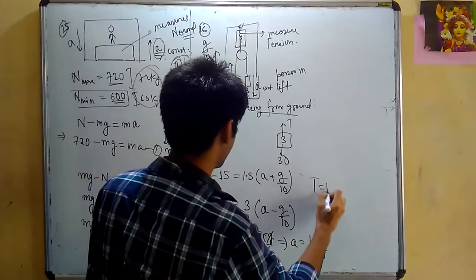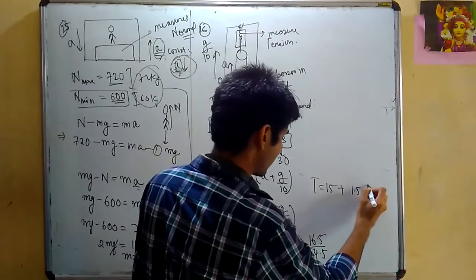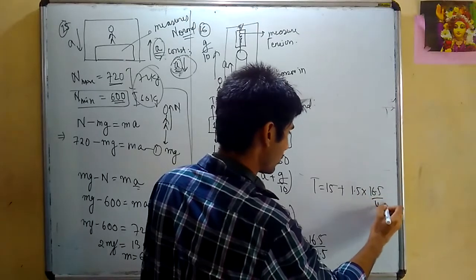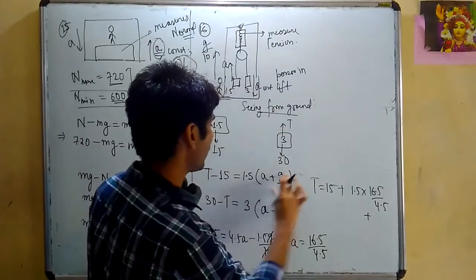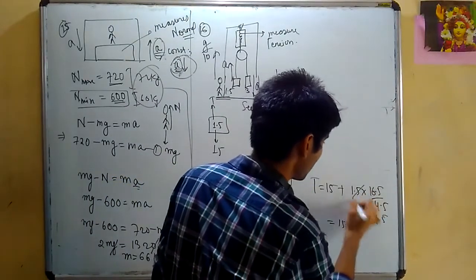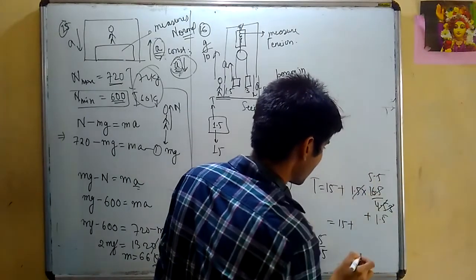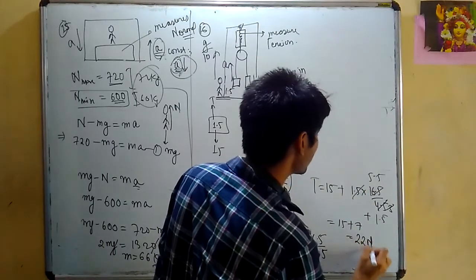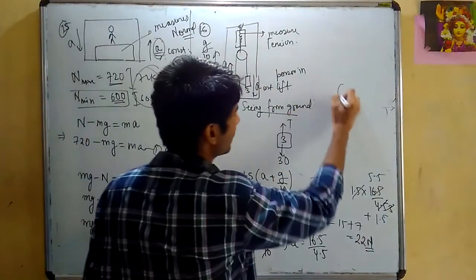Let us find the value of tension. If you substitute, T equals 15 plus 1.5 into the acceleration, that is 16.5 by 4.5 plus g by 10, which I can cancel out directly and write 1, so 1.5. The value of tension is 15 plus 5.5 times 1.5, which is about 7, that is 22 newtons. So the tension in the string is 22 newtons. So the figure is somewhat like this.